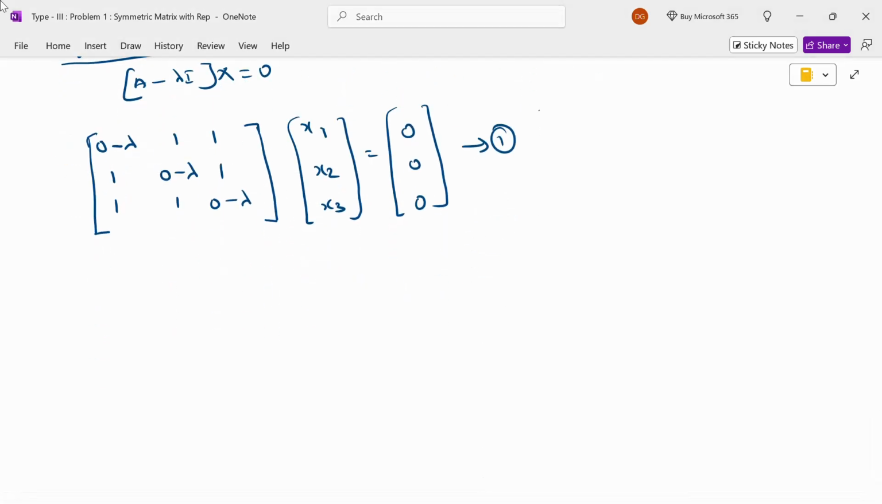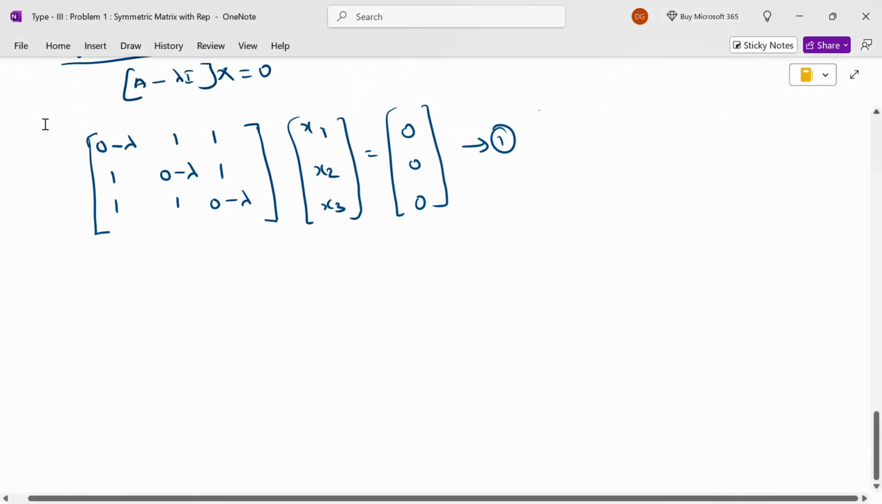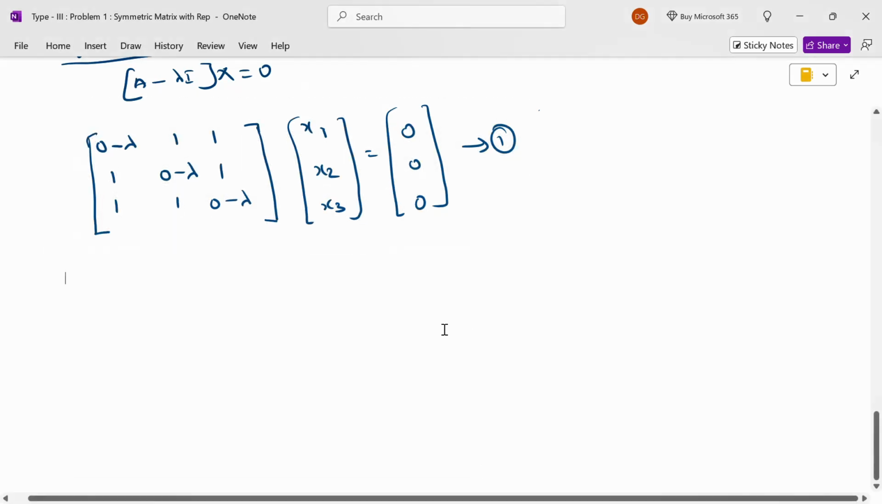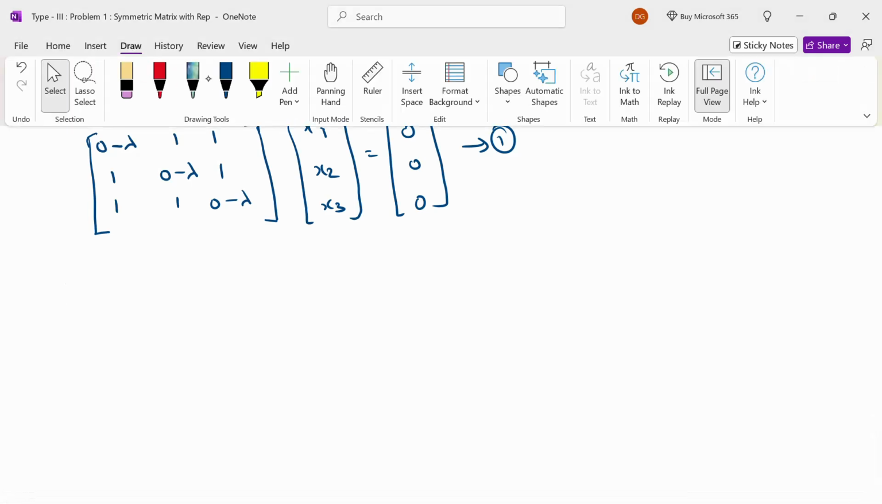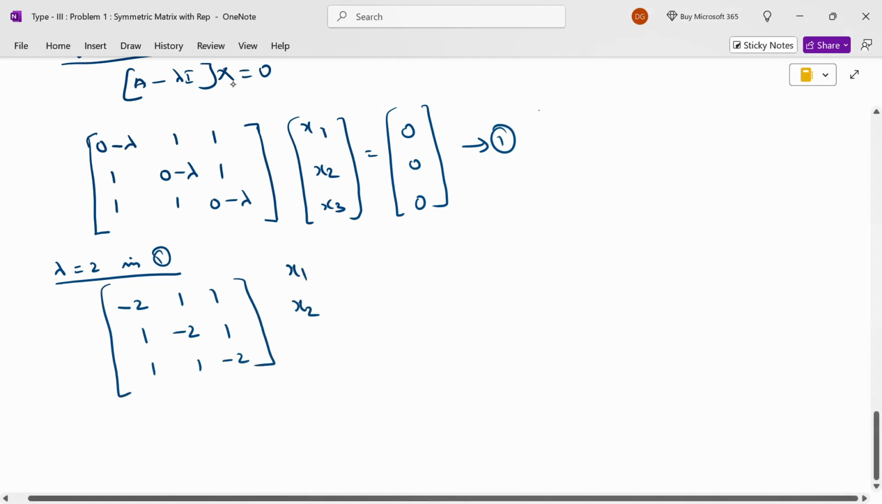So therefore, now for the first eigenvalue, you can take any eigenvalue, no issue. Now I am going to find the eigenvector first. So the eigenvalue is lambda. What is the lambda value? Lambda is 2, minus 1, minus 1. So first I am going to take 2 and substitute in equation 1. When I substitute here, this is minus 2, 1, 1, 1, minus 2, 1, 1, 1, minus 2. This is the matrix. Now x1, x2, x3.